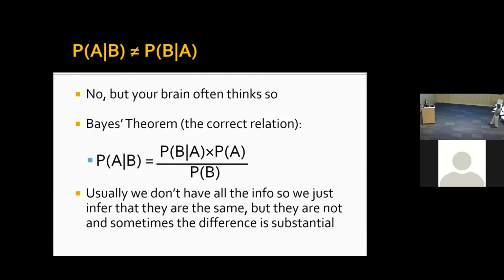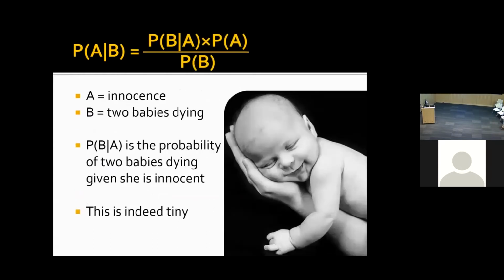And we've already talked about Bayes' theorem today. And I'm going to go through this in detail, but that's Bayes' theorem. And the reason we do this is because we usually don't have all these numbers, and even if we did, maybe we don't like math. And we get away with it a lot because sometimes they're pretty close, but a lot of times the difference is substantial, so we have to be careful. So let's walk through this with this Sally Clark example.